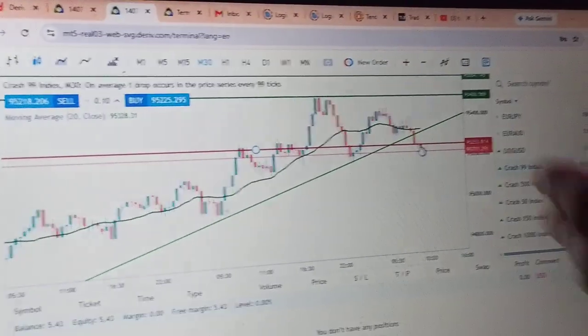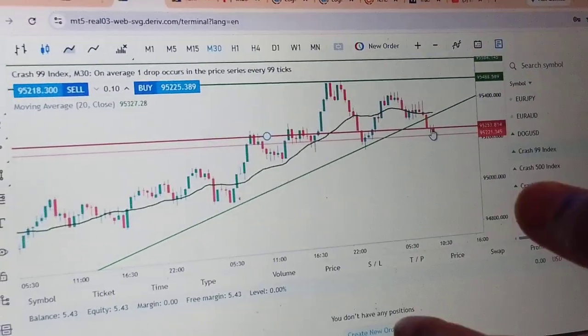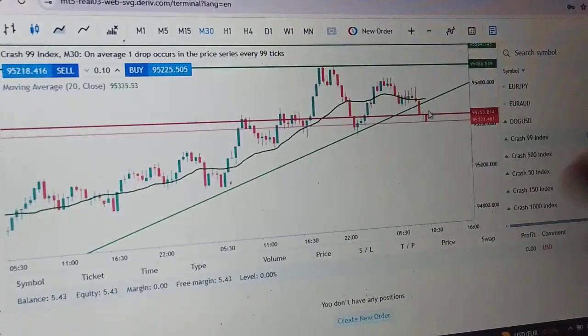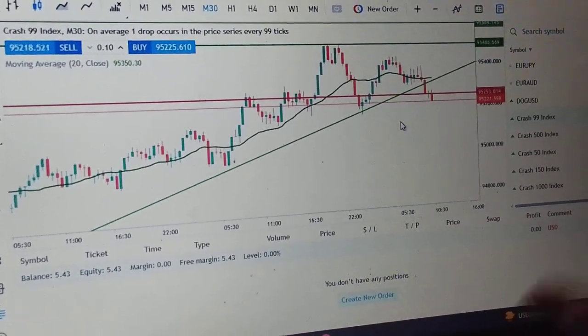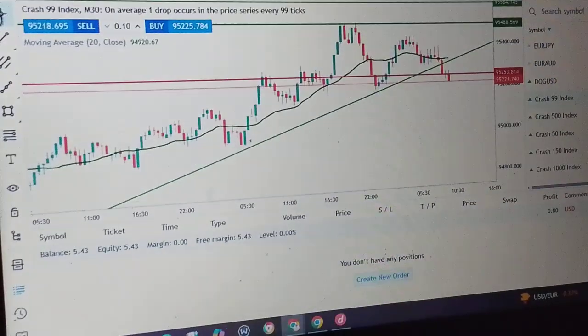Once you draw a trend line, the market respects the trend line. Once it breaks the trend line, you wait for a retest back to the trend line and you take a sell.